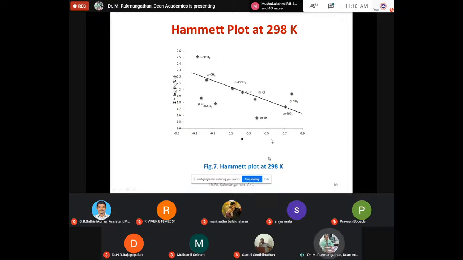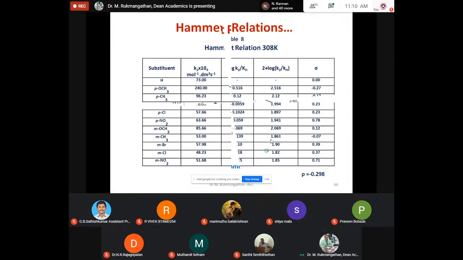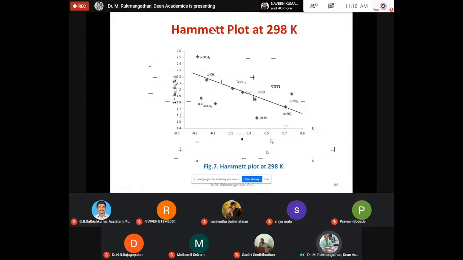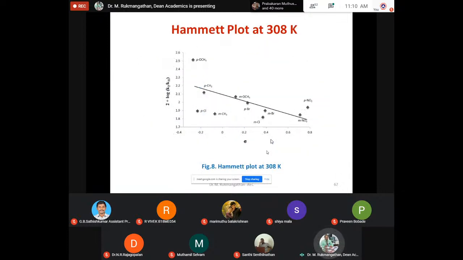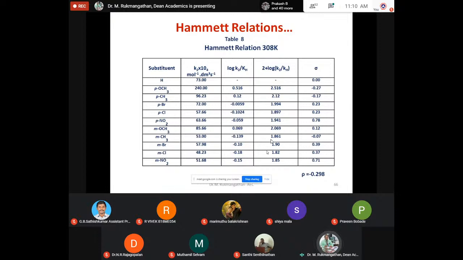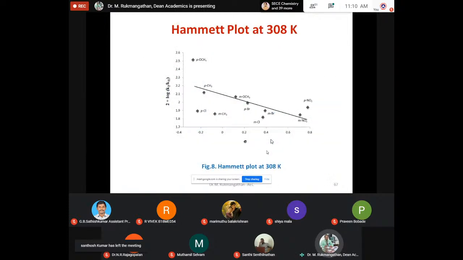The slope of this plot is minus 0.371, that is the rho value, the reaction constant value. Since it has a negative value in both cases, this is the Hammett plot for 308 Kelvin. Here we end up with a slope of about minus 0.298 for 298 Kelvin. In both cases, the reaction constant has a negative sign.